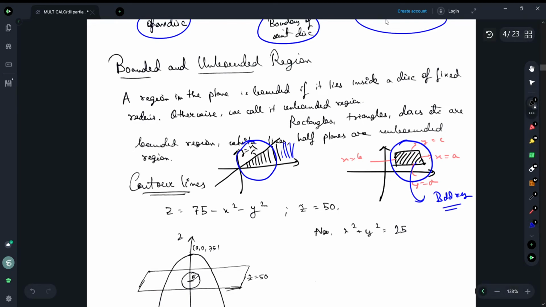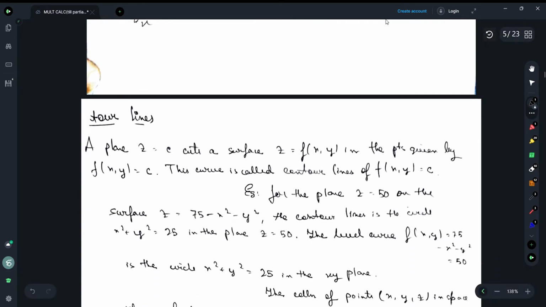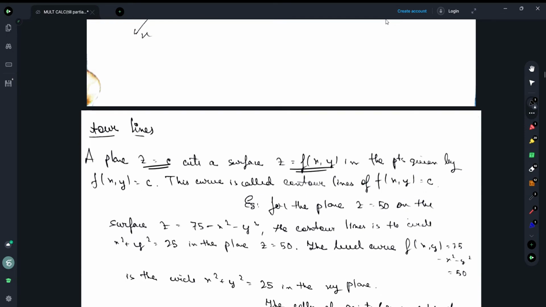Next, we come to what we call contour lines. Let us first take the definition. A plane z equals c cuts a surface z equals f of x y in the points given by f of x y equals c. This curve is called the contour line of f x y equals c. Okay, let's see here.